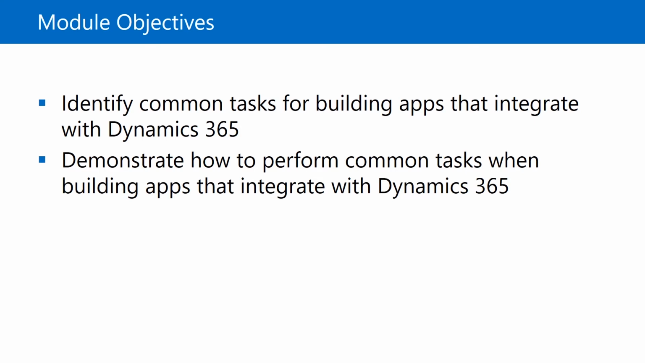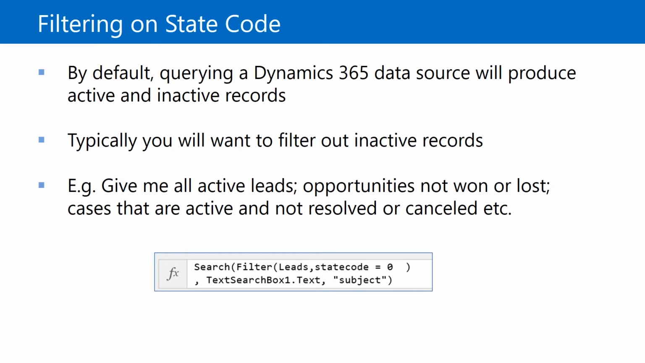What we'll do in this module is talk about each of the common tasks. For some of them, we'll walk through a demonstration of how you can do that as part of building your application. Let's start with an easy one, but one that is frequently forgotten when building queries against Dynamics 365 data, and that's filtering on state code.